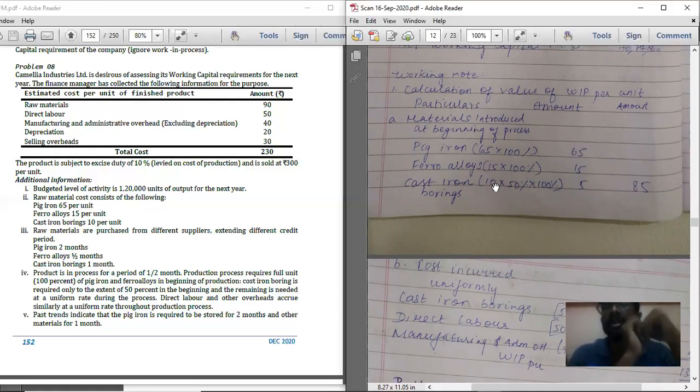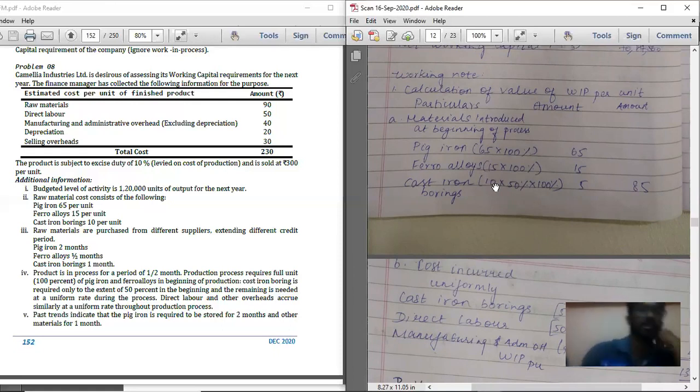Below that, a 3 columnar table. First column particulars, second column amount and third column also amount. Below that, particulars, small a. Here there are 2 types, that is materials being introduced at different periods, whereas the cost of that material is also differing. So capital A, materials introduced at the beginning of the process.